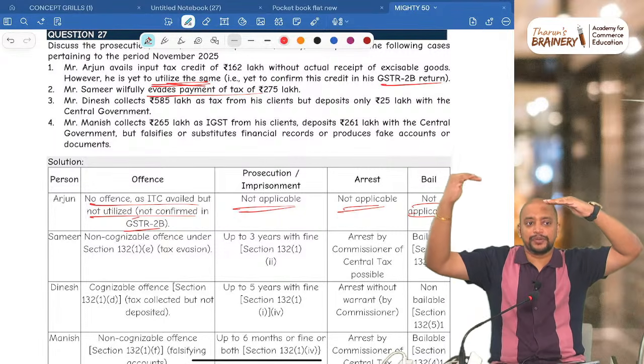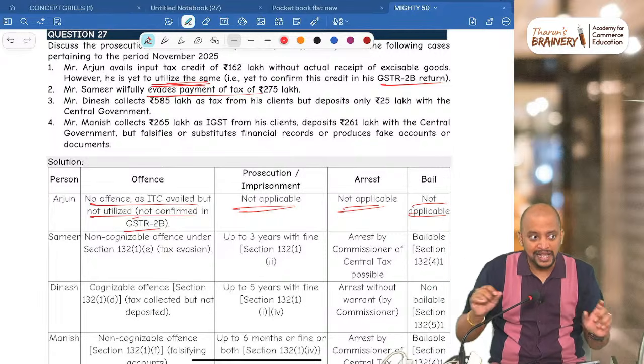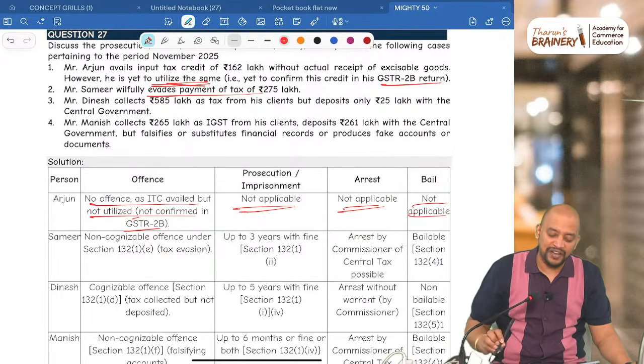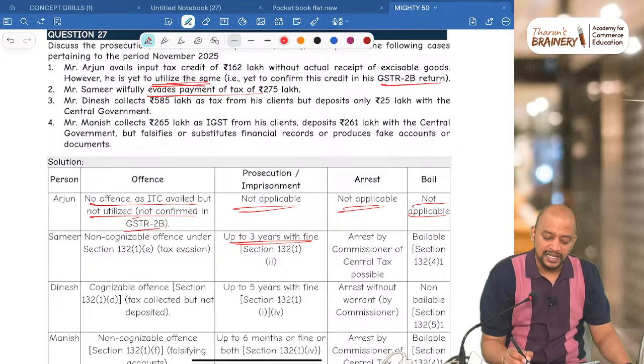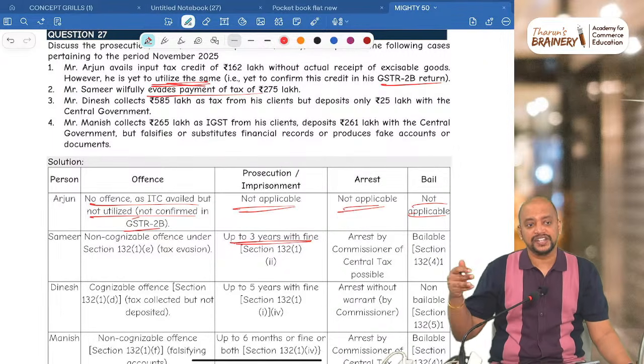More than 1 crore, up to 1 year. More than 2 crores, up to 3 years. More than 5 crores, up to 5 years. Okay. Up to 3 years with fine, if it is first time offense. If it is first time offense, you write only first time offense. If it is subsequent offense, up to 5 years plus fine.